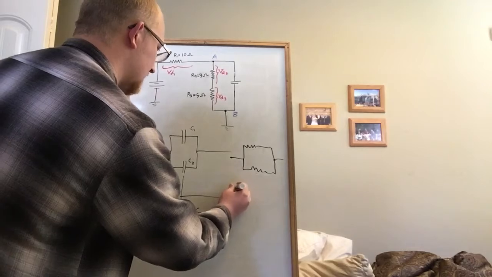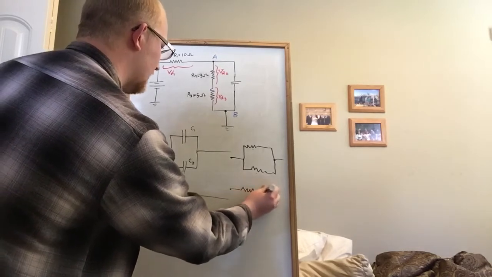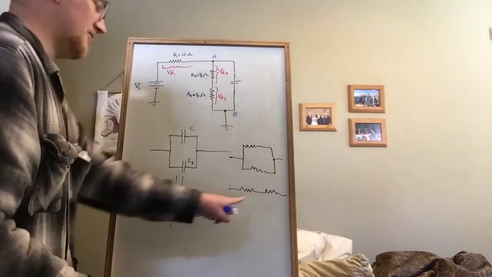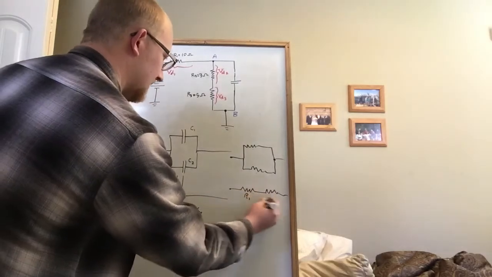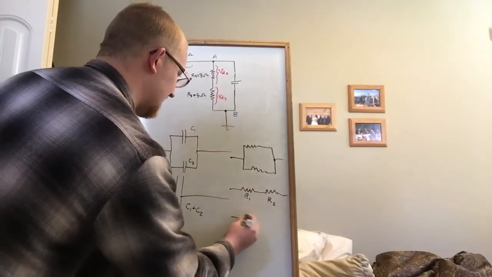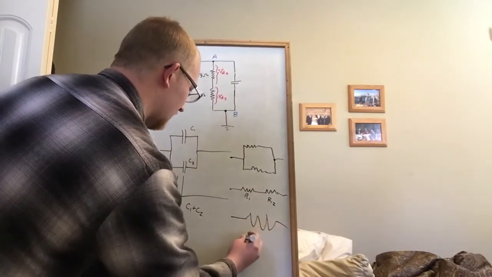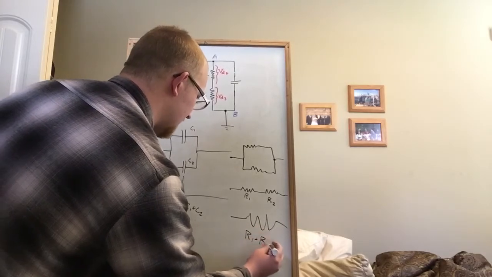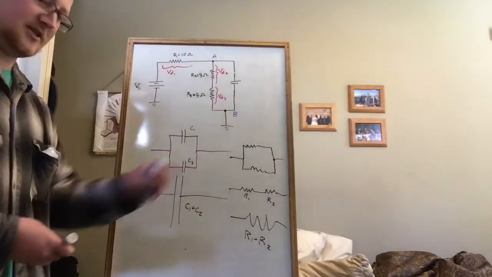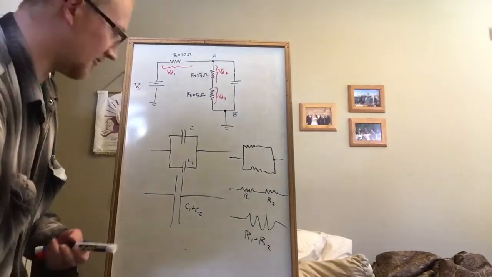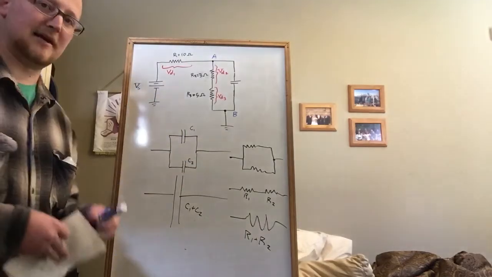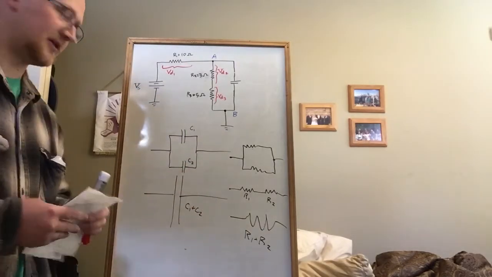Whereas if you make the current go through both resistors, you're going to effectively create a resistor that is equivalent to R1 plus R2. So the reason why these two additions are different is because they're fundamentally different concepts. One's resisting, the other's storing.